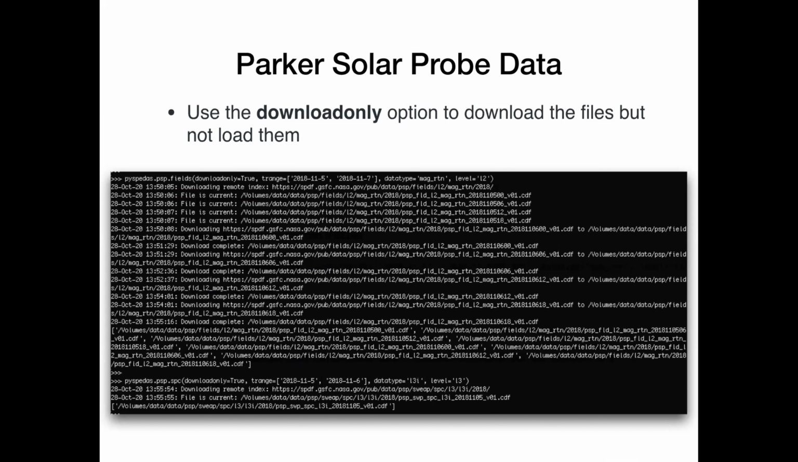So it just went out and found that those files are current. And then it downloaded the data files for the 6th. And if you set the download only keyword to true, it returns the list of the files instead of loading them. So it just downloads the data files and doesn't actually load them into anything. The return value is just a list of the files that were downloaded.